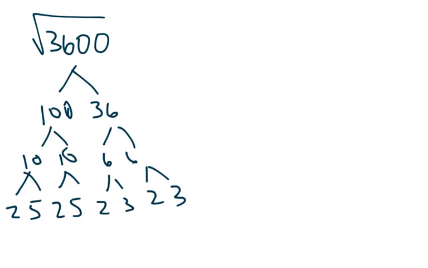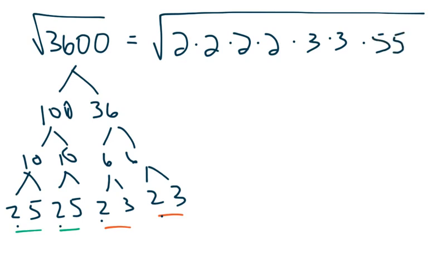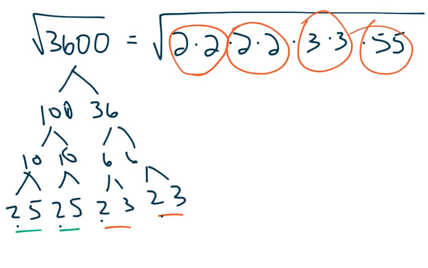Okay, so I went ahead and broke down the 6s to 2 and 3 and 2 and 3, and the 10s to 2 and 5 and 2 and 5. And I'm going to have a much larger under the radical breakdown. So I have 1, 2, 3, 4 2s, 2 3s, and 2 5s. Okay, so I got a pair of 2s, pair of 2s, pair of 3s, pair of 5s. Again, nothing's left under the radical.